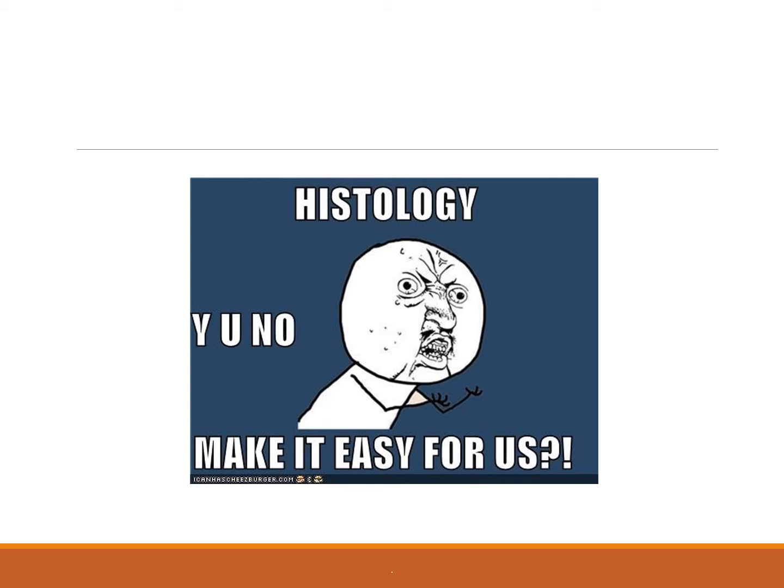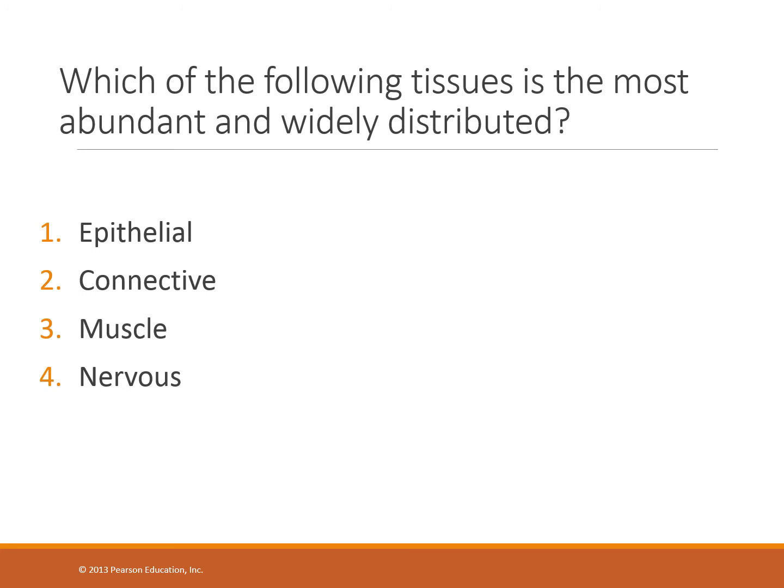So now, let's try a few practice questions. Here's the first one. I'll read the question. Pause the video, think of your answer, and then join me when you're ready to see if you're right. Which of the following tissues is the most abundant and widely distributed? Would that be epithelial, connective, muscle, or nervous tissue?